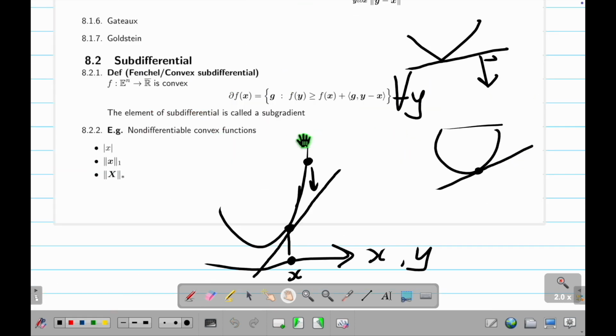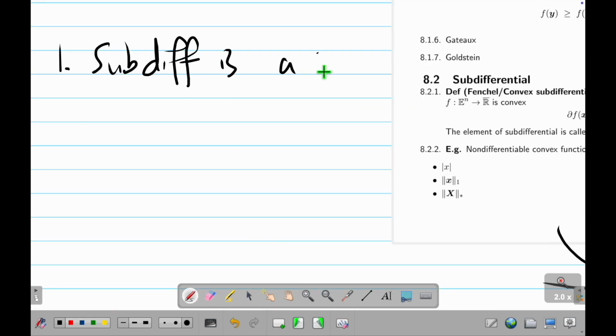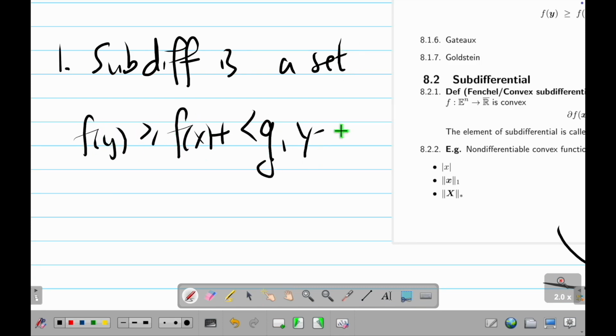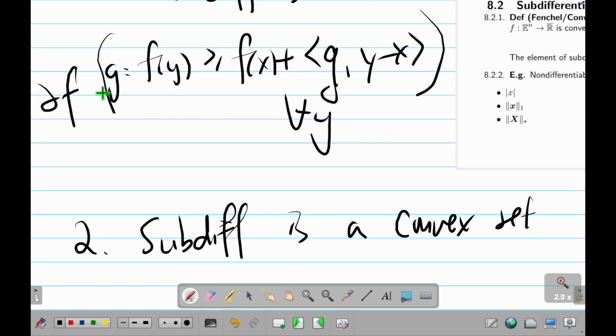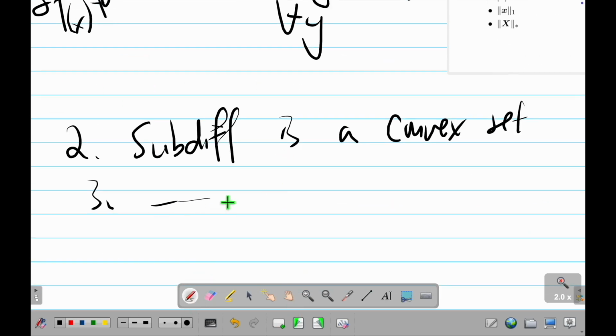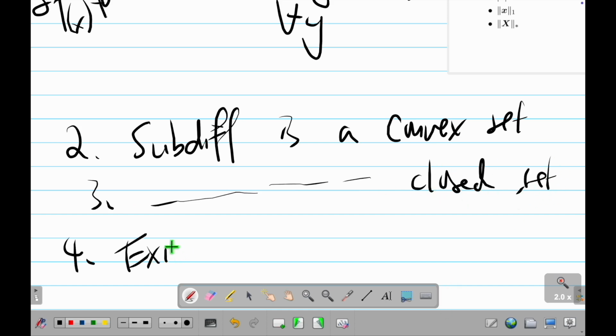So let me recap. Subdifferential is a set. What set? f(y) larger than f(x) plus g transpose (y minus x) for all y. This is all the g. Number two, subdifferential is a convex set. And I write this, okay? Number three, subdifferential is a closed set. Okay. Number four is existence.